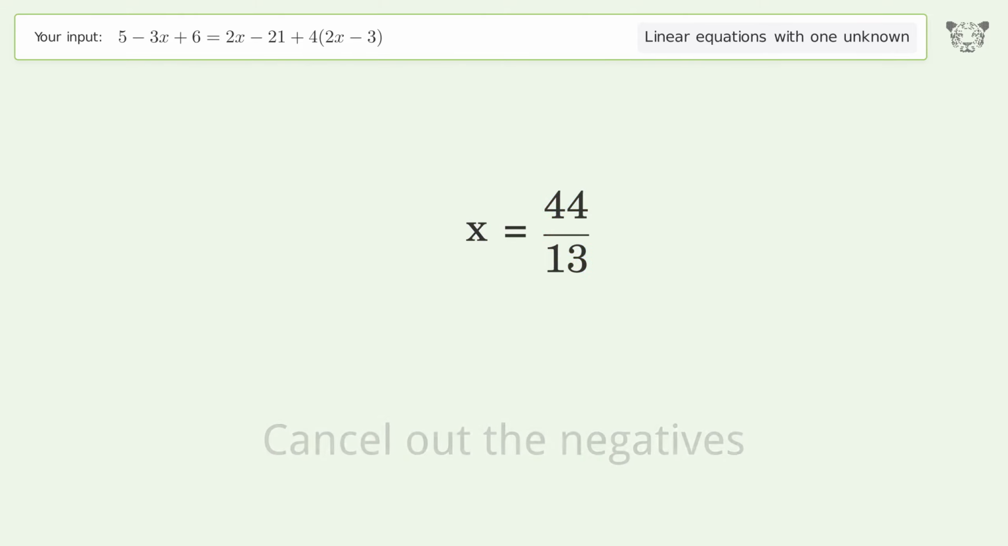And so the final result is x equals 44/13.